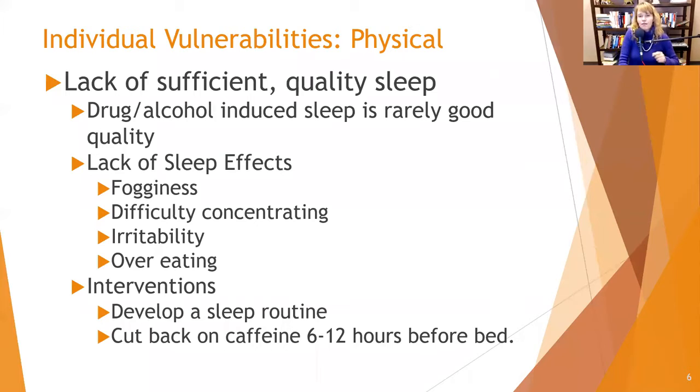Lack of sleep can produce fogginess, difficulty concentrating, irritability, and overeating. When circadian rhythms are out of whack, and when we sleep, we help our circadian rhythms get set. That also sets those hormones in our brain that are responsible for hunger and satiation. So if we're not getting enough sleep, if our circadian rhythms are not in balance or in rhythm, then we may tend to overeat.